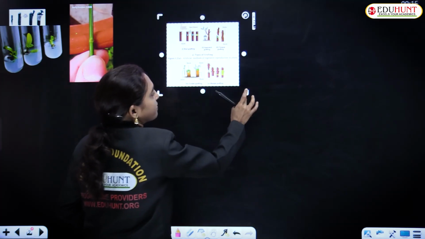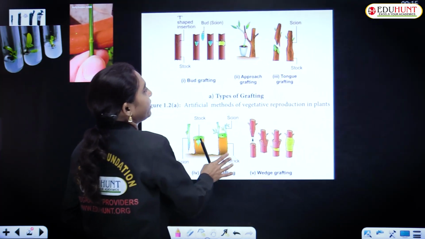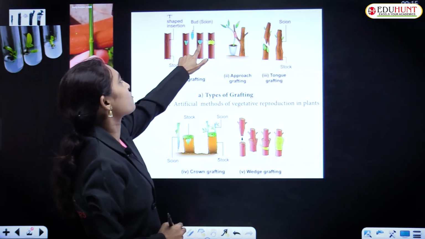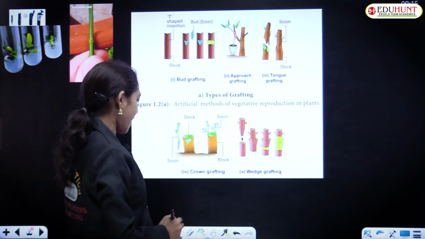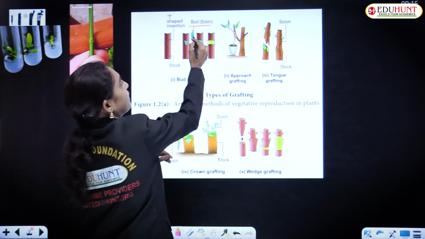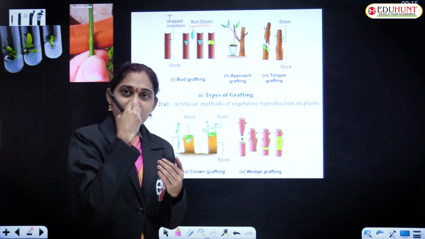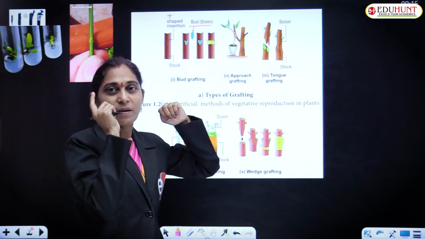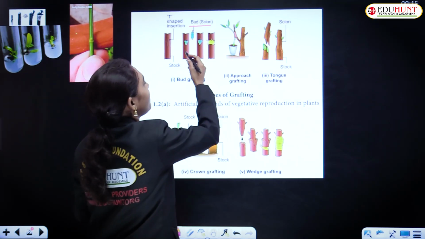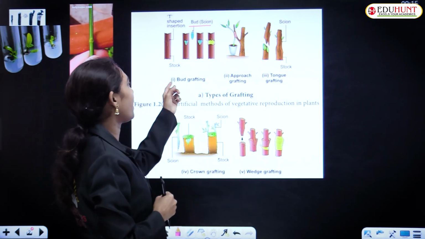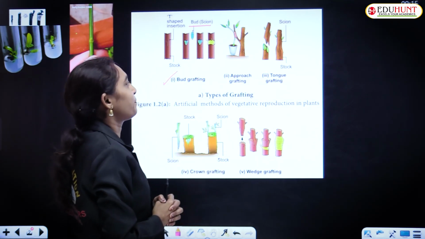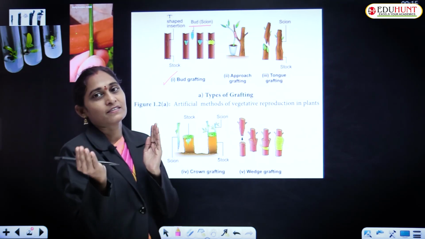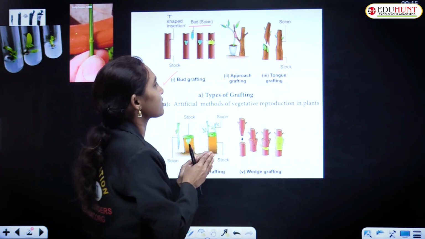In this slide you can see different types of grafting. This is the stalk. In the stalk, the bud acts as the scion here. An incision is made up to the cambium, and the bud is removed from another plant and placed in the stalk. This is bud grafting. And approach grafting is another one, where the scion is connected to the intact plant.